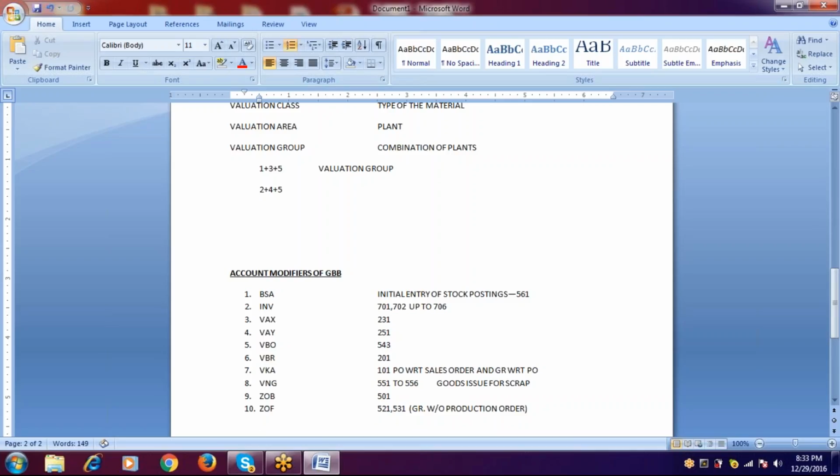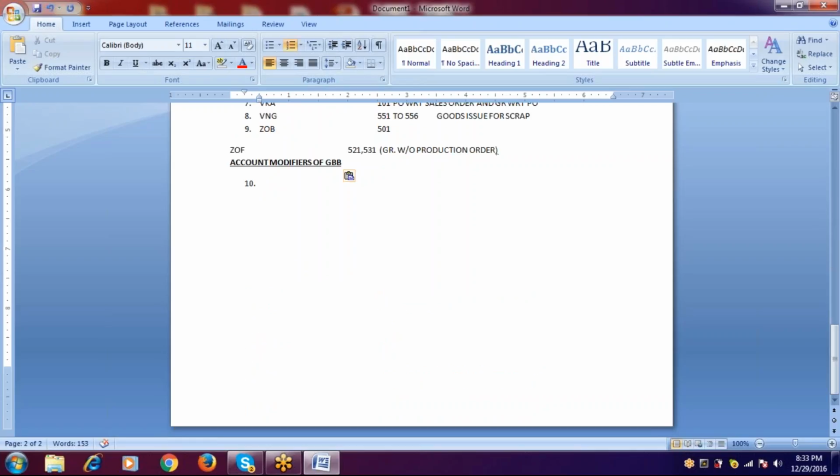I am going to discuss the account modifiers for PRD, price difference. These are the main things in MM. For the price difference, the first one is the PRF. What is the PRF? It is for GR against the production order and order settlement. This is mostly a central process.